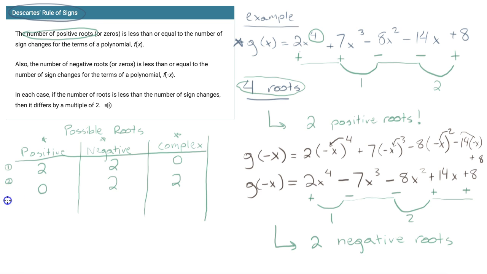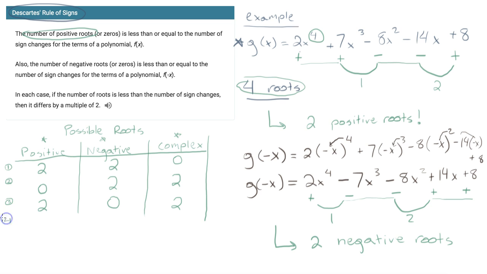Similarly, we could count down by 2 in our negative roots. So another possibility would be for us to have 0 negative roots. And that would leave us space to have 2 positive roots and 2 complex roots. Again, remember that these rows have to add up to 4, which they all do.